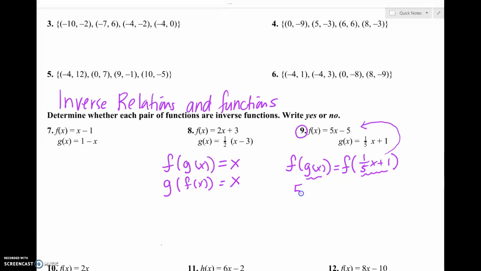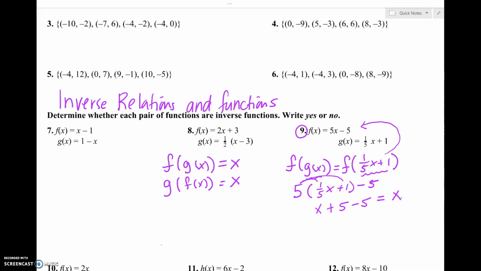So we have 5 times whatever the input is, in this case 1/5 x plus 1, minus 5. What we need to do next is simplify, and we have to multiply 5 times 1/5 and 5 times 1. 5 times 1/5, if you notice, is 5 divided by 5, which is 1, so we have x plus 5 minus 5. And if we simplify, 5 minus 5 is 0, so we're left with x, which satisfies half of what we need to do.